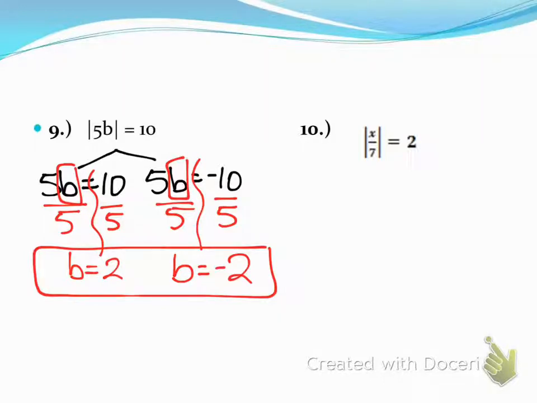Alright, on number 10. First, we're looking to split it up. Kelby, what would one of my equations be? X over 7 equals 2. Very good. Danielle, what would the other one be? X over 7 equals negative 2. Alright, we're trying to get x by itself, so what are we going to do on this one?